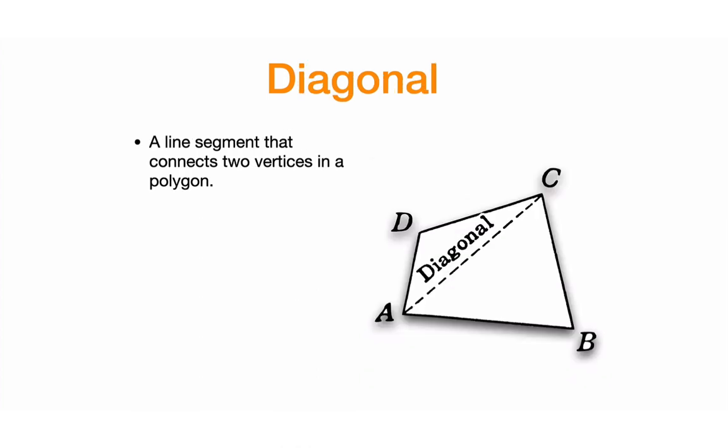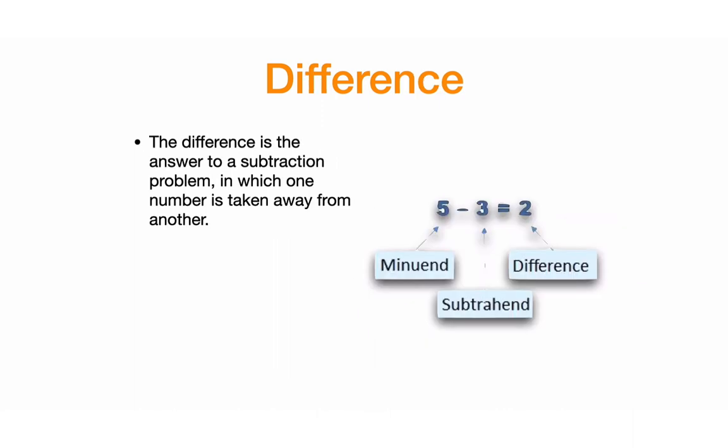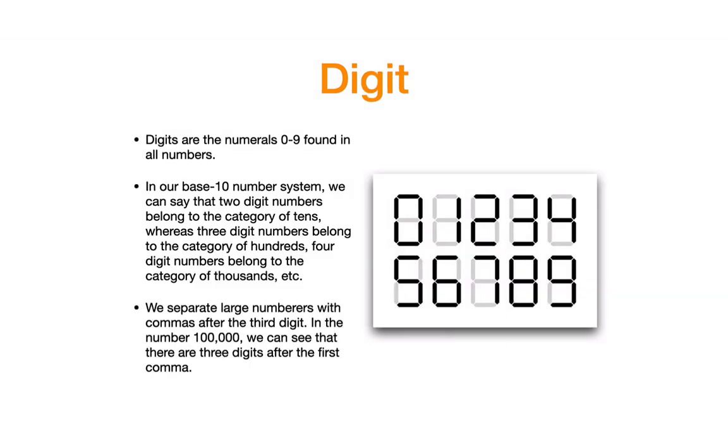Diagonal, a line segment that connects two vertices in a polygon. Diameter, a line that passes through the center of a circle and divides it in half. Difference, the difference is the answer to a subtraction problem, in which one number is taken away from another. Digit, digits are the numerals 0 to 9 found in all numbers.